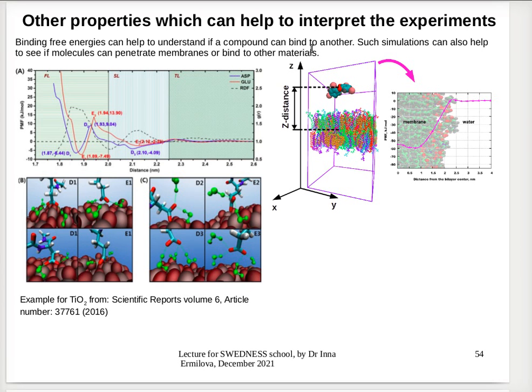So yeah, as I was saying about free energy calculations, here is an example of how you can study binding free energies of molecules at different surfaces, like titanium dioxide. And here, for example, you can see how you can investigate the binding free energy of a particular molecule to a lipid bilayer.